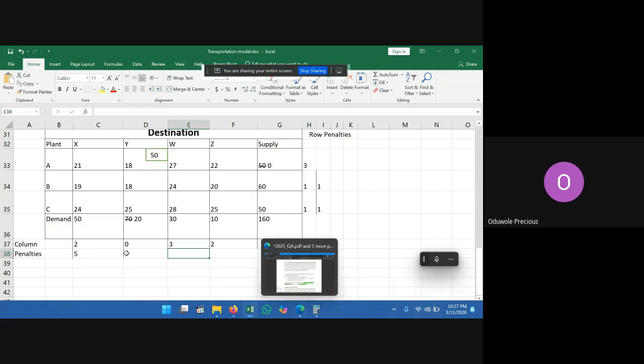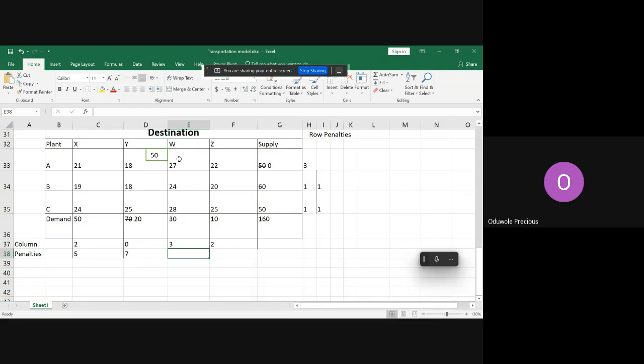Okay, so next one is this place. We'll not consider this 27, 24 and 28. This is 4, right? Then lastly, this. We'll not consider this 22. 20 and 25, that's 5. So like we did the first time, we also do again here. What's the highest in all this row and all this column? The highest penalty is 7.